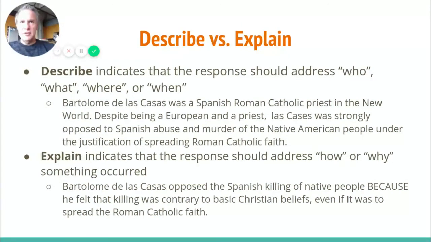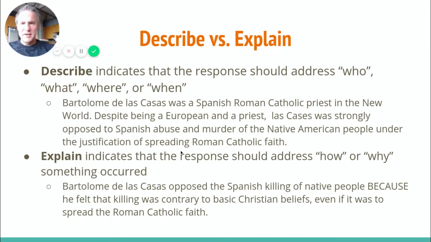When you look at SAQ questions, the prompts 90% of the time are either describe or explain. So if an SAQ prompt starts with describe, you want to talk about development and detail. Who, what, where, when. They're looking for factual information to show a knowledge of something. If it starts off explain, they want you to address how or why.